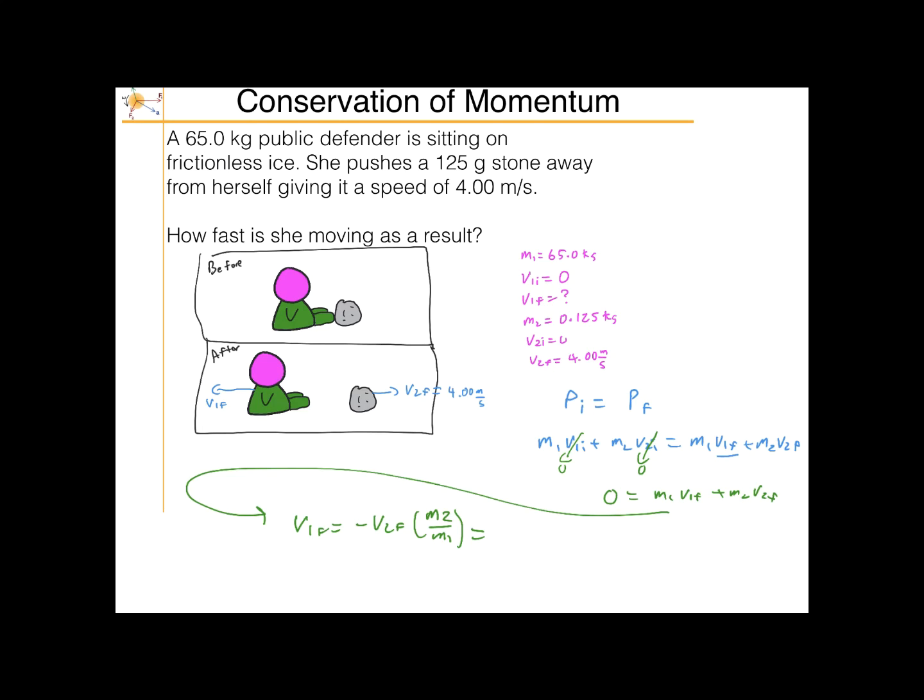When we plug everything in, we get 0.00769 meters per second. That's not very fast, right? That's 7.69 millimeters per second. So that's how fast you'd be going at the end of that.